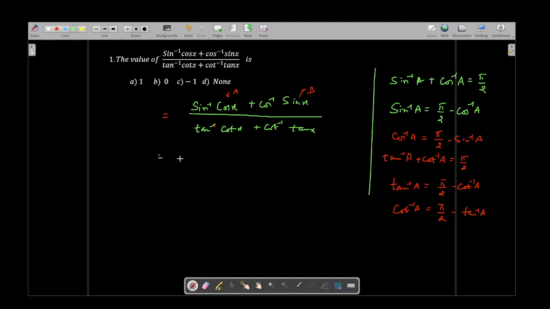In place of sine inverse of cos x, I can use pi by 2 minus cos inverse of a. A is cos x. The idea is to cancel this cos inverse and cos. Here we cannot cancel sine inverse and cos, so I'm converting this to cos inverse and cos so that I can cancel. Plus this, I can write pi by 2 minus cos inverse of x is pi by 2 minus sine inverse of a. So I'll write sine inverse sine a. This is a, which is sine x.